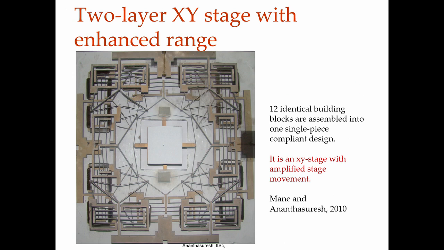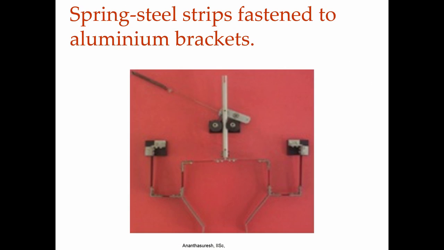And here is one that was made with wire EDM, and it looks complicated. It was aluminum or spring steel, a very complicated device, with lots and lots of beams, and it was made in 2 layers. It is an XY stage with enhanced range. So, metals also can be used very happily.